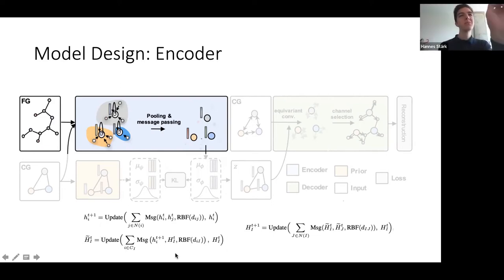And the pooling we just do based on some traditional coarse-graining method, right? We just take the cluster assignments of some traditional coarse-graining method, and that's what we use during training. Okay, cool. And then you have some message passing going on in there, and then you also have some message passing going on in the coarse-grained representation. And yeah, how is our prior constructed? Like, how is the thing constructed that we sample from later on?